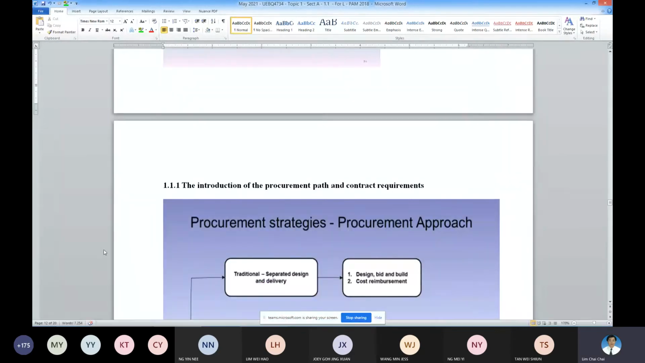So I take a break for a few minutes. I will continue on this so-called procurement. Okay. So break for 5 minutes. So I will continue at 5:42.